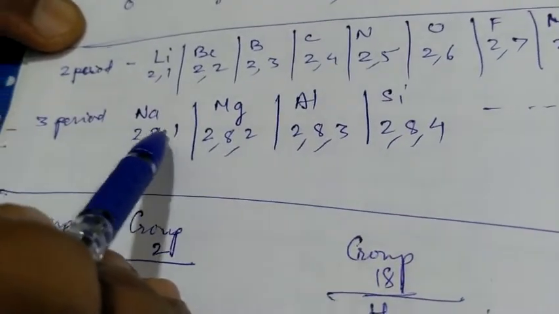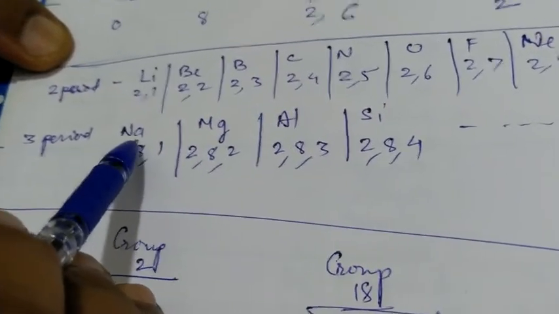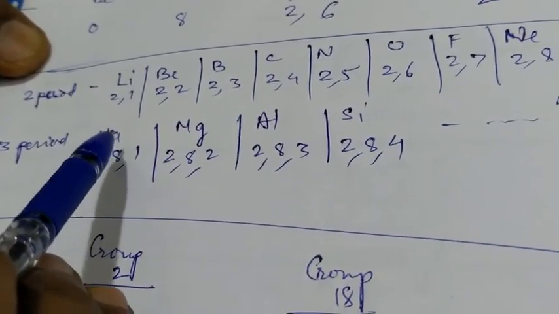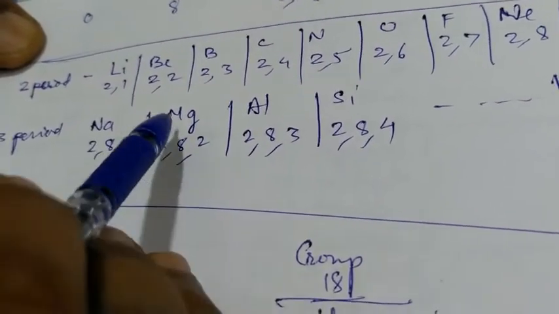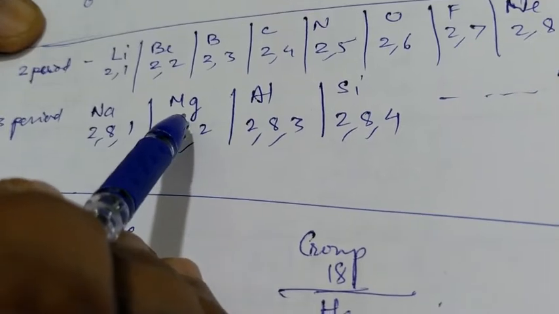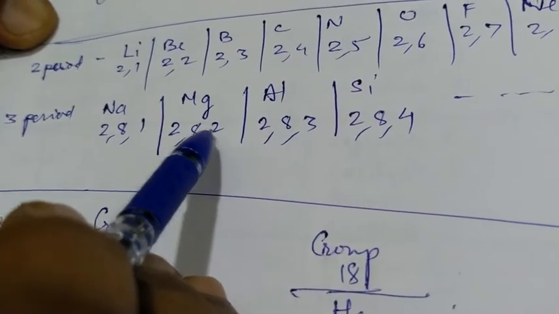In this, these members are there. Sodium is the first member of the third period. Its atomic number is 11, so the electronic configuration will be 2, 8 and 1. Then magnesium. What is the atomic number of magnesium? That is 12, so it is 2, 8 and 2.